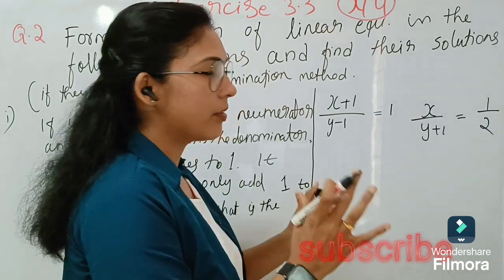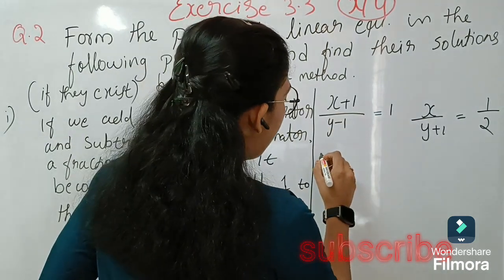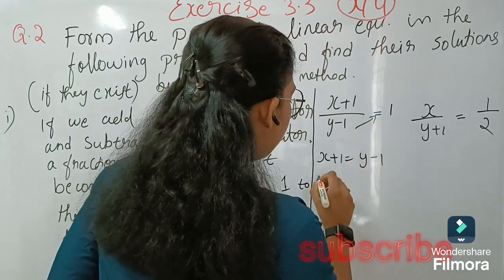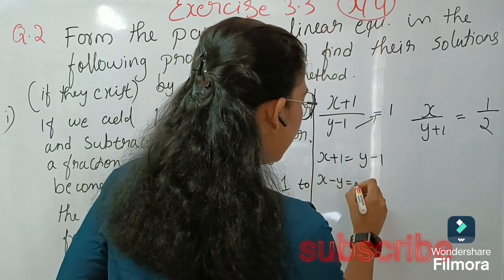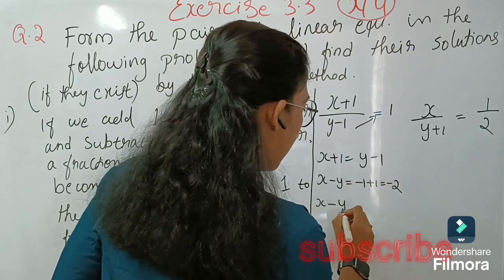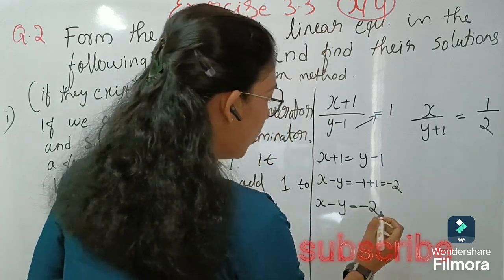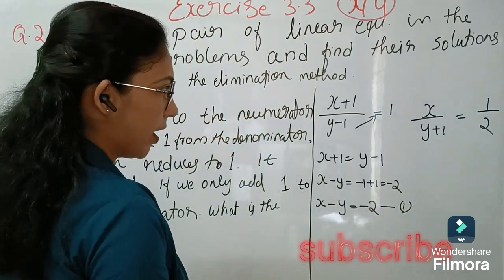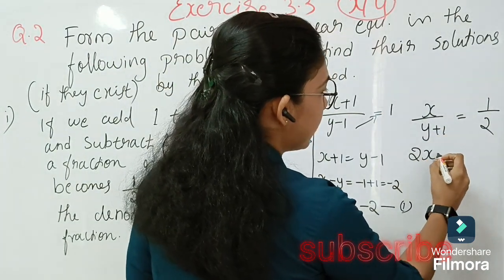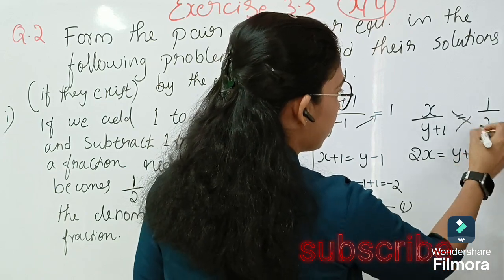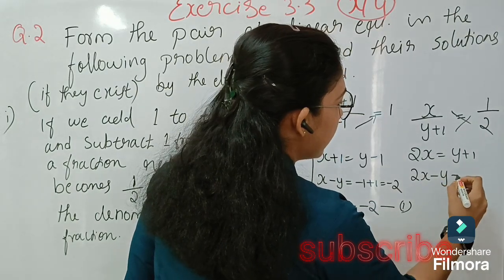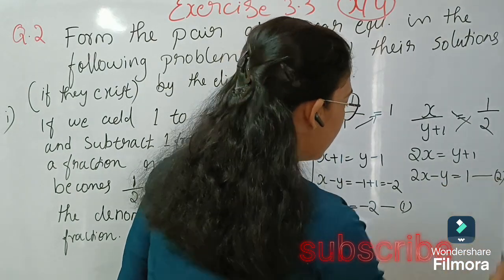Now we have to just rearrange these equations. The first one is x plus 1 is equal to y minus 1, that is x minus y is equal to minus 1 minus 1, which is minus 2. So x minus y is equal to minus 2. This is equation number 1. From the other expression, on cross multiplication, we can write 2x is equal to y plus 1. Then 2x minus y is equal to 1. This is equation number 2.